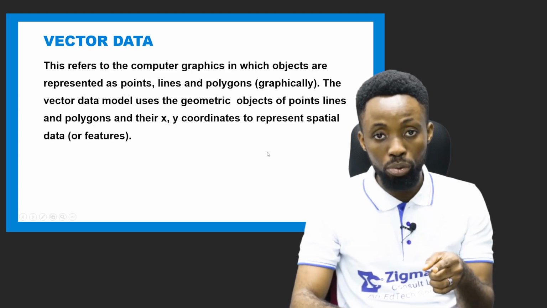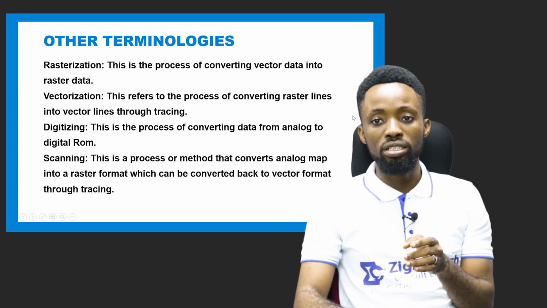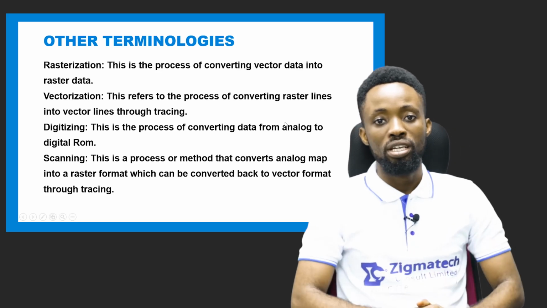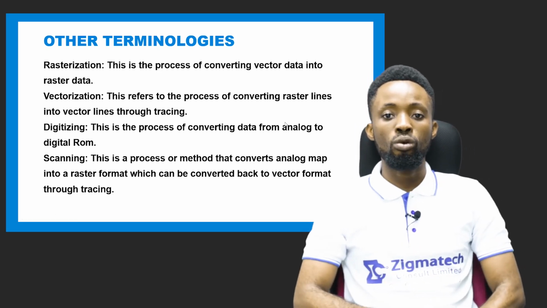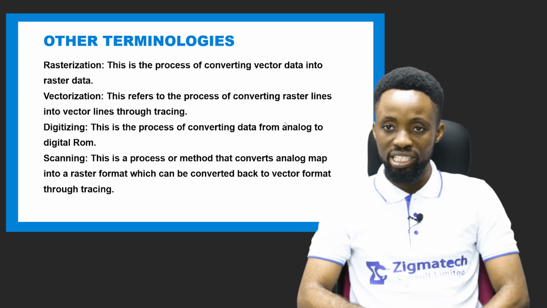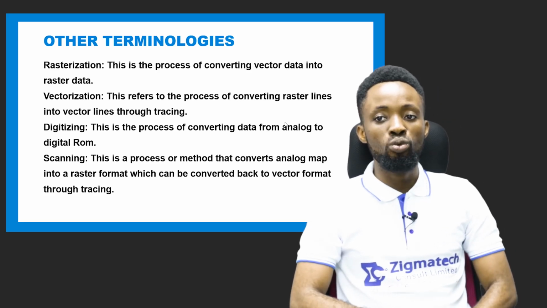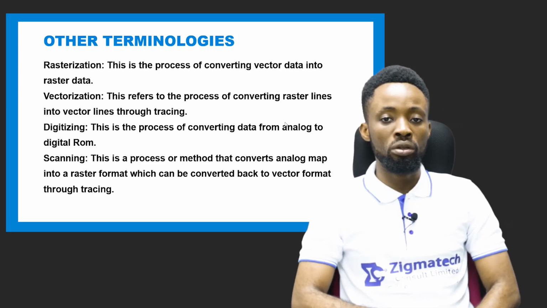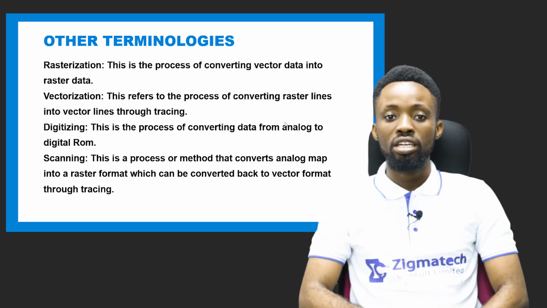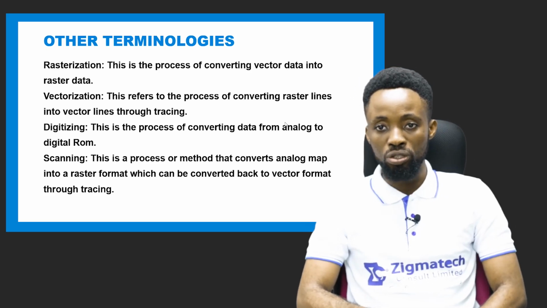Now, let's look at other terminologies. The first one we have here is called rasterization. When we transform vector data to raster data, it is called rasterization.